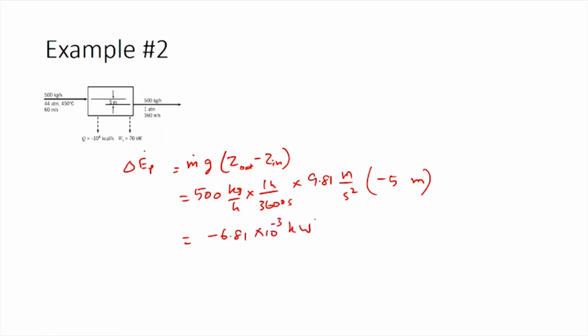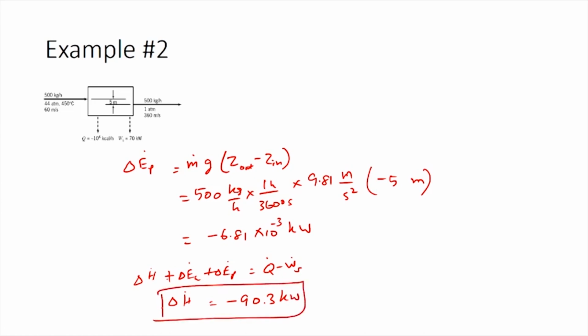Now that we have the potential energy and kinetic energy, we can substitute it back into the equation ΔH dot plus ΔEk dot plus ΔEp dot equals Q dot minus Ws dot. By substituting it here, we can calculate ΔH dot, as we already know Q dot and Ws dot. By converting them to appropriate units, we can use it in this equation and get ΔH dot as minus 90.3 kilowatts.